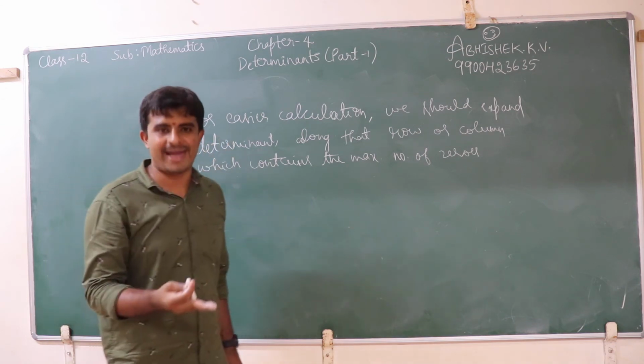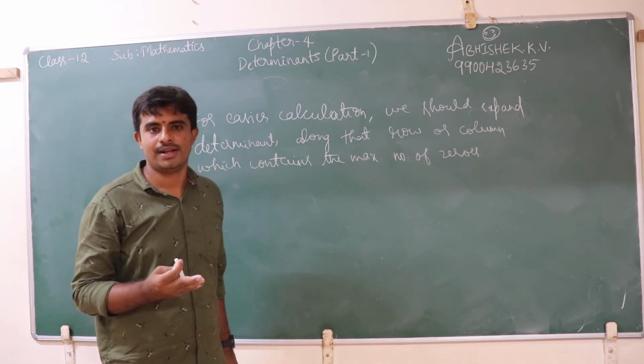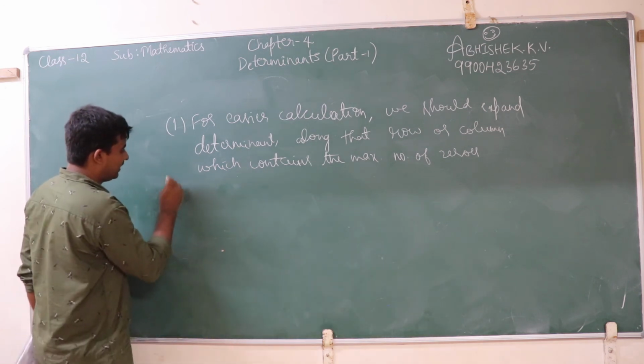Which row contains the maximum number of zeros? We should observe that first. I will come to that later. So take the second note.